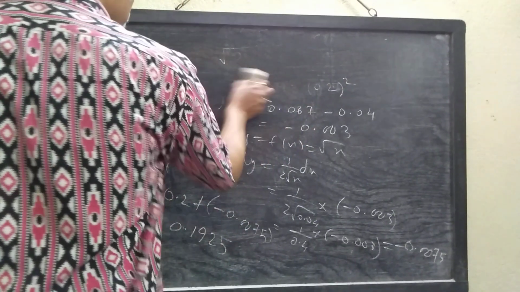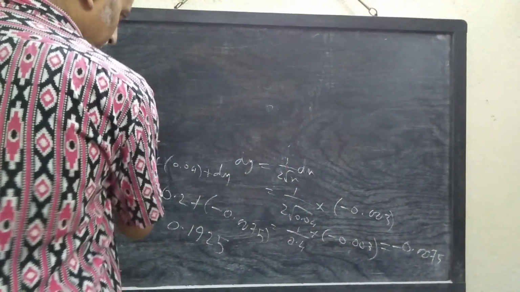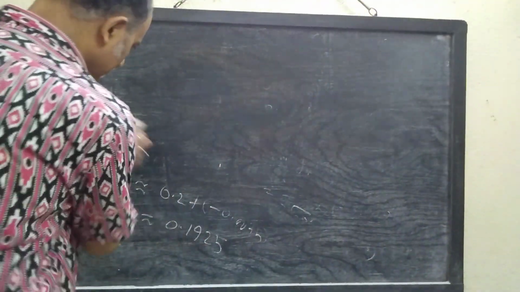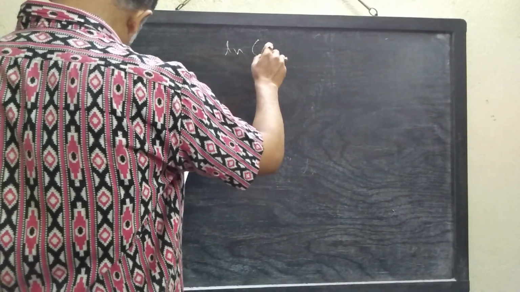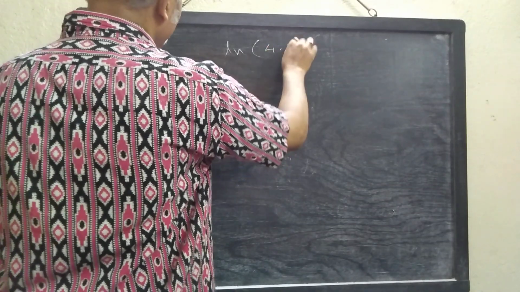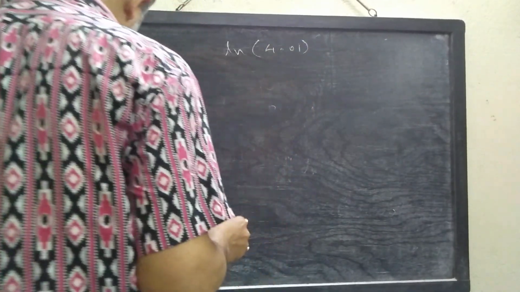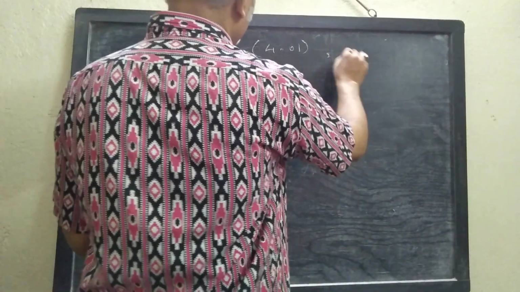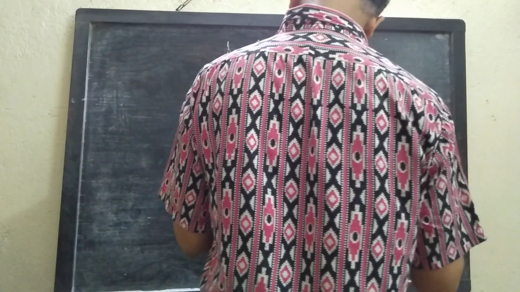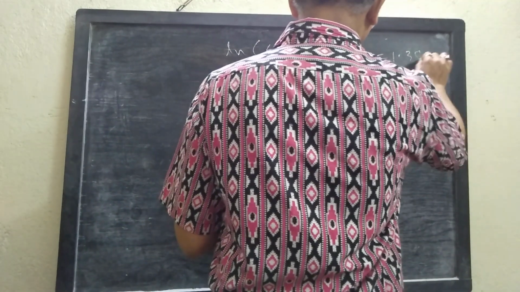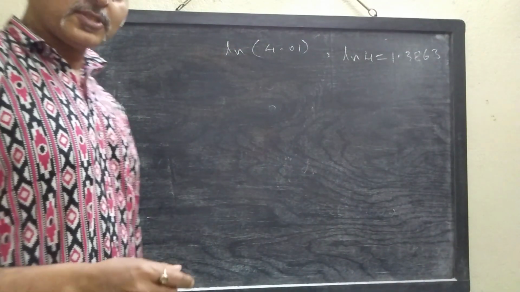Next, let us go through some problems of different types. Suppose you are asked to find ln of 4.01 and it is given to you that ln 4, its value is 1.3863. This is given. You know ln. Ln means logarithm with respect to the base e.